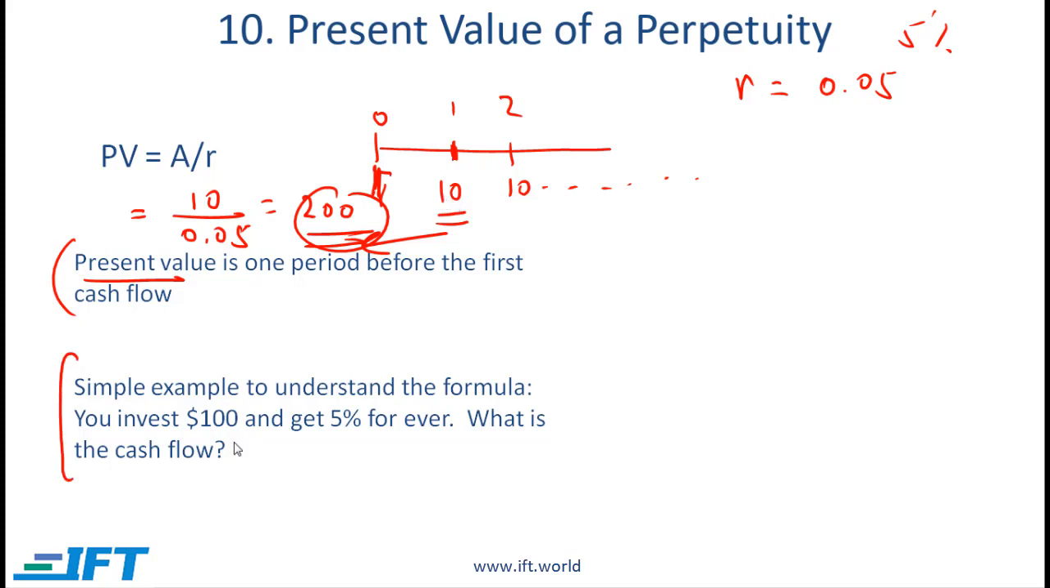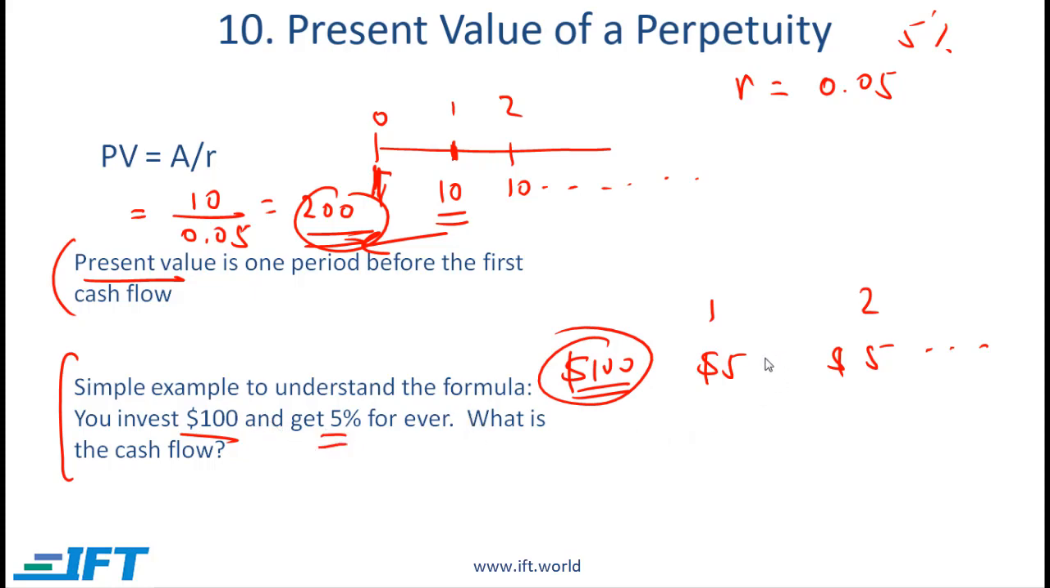So let's look at another example. If you invest $100 and get 5% forever, what is the cash flow? So if at time t equal to 0 you invest $100 and get 5%, then every year you will get $5. So notice then, $5 every year forever, where the first payment is received at the end of year 1, is the same as having $100 today, assuming a 5% rate.